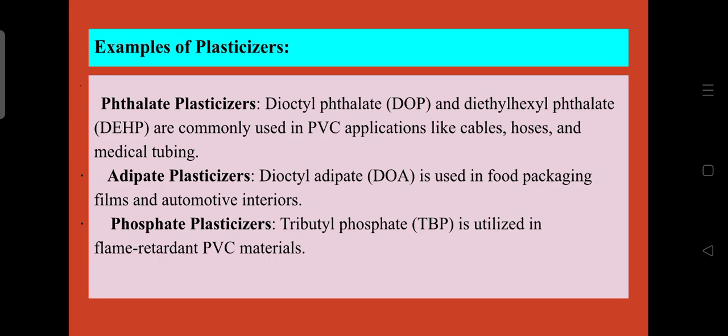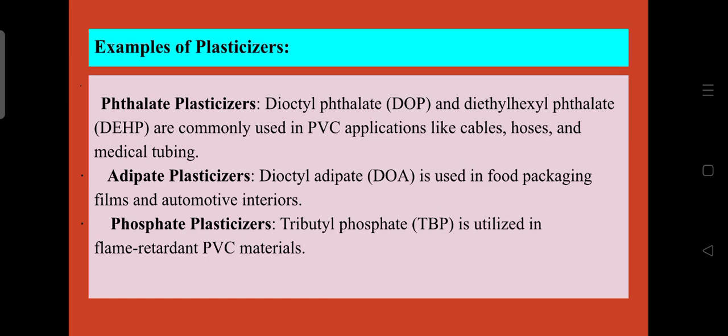Coming to the examples of plasticizers, there are mainly three kinds: phthalate plasticizers, adipate plasticizers and also phosphate plasticizers. In phthalate plasticizers, we mainly have DOP, dioctyl phthalate, and also diethyl hexyl phthalate, which is known as DEHP, which are commonly used in PVC applications, to manufacture cables and hoses and also medical tubing.